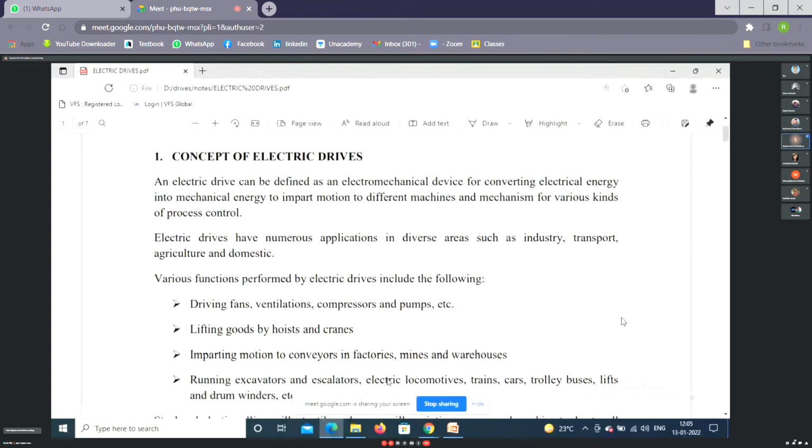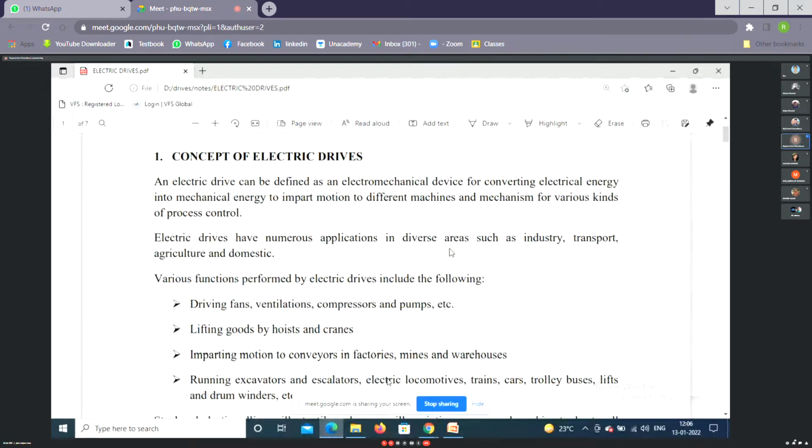So, electric drives are more or less universally used now. They are preferred over mechanical drives, because in any large factories or any power plants, except the large motors driving the main load, there are several auxiliary drives also, which are very important for running the system itself.